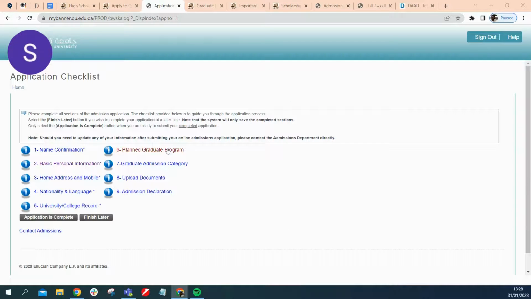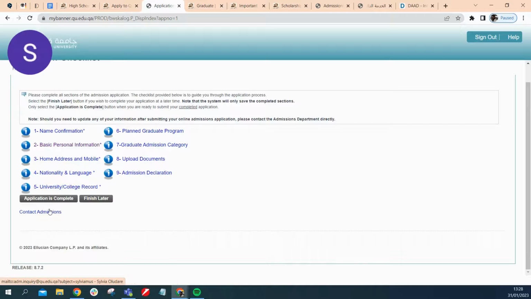I wanted to point out something here. It says notes. Should you need to update any information after submitting your online application, you have to contact the admission department directly. So maybe you finished and you found out something is wrong. Please do not hesitate to contact them.